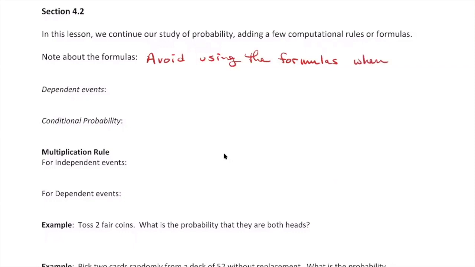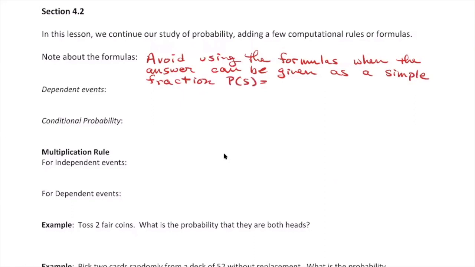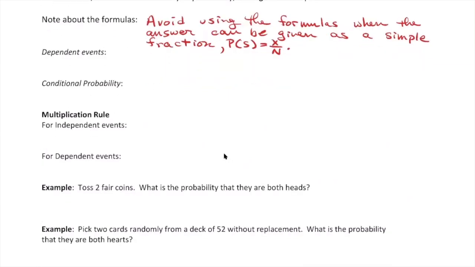when the answer can just be given as a simple fraction. Like probability of S is equal to x over n, those kinds of questions don't need these complicated formulas that I'm about to put together with you. So let's just jump into them. They are important for theoretical reasons, but they don't get used much.